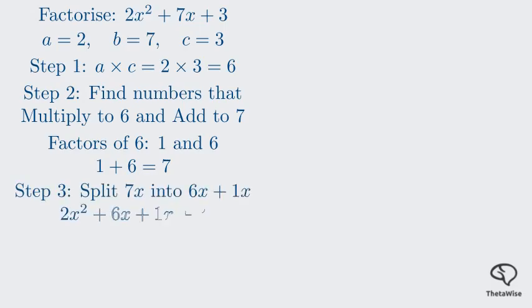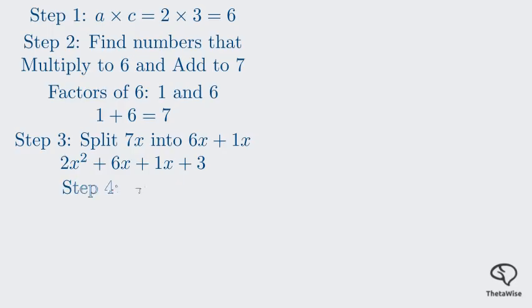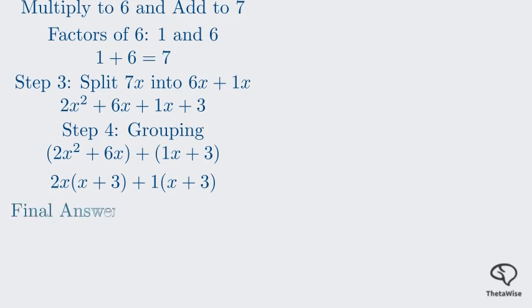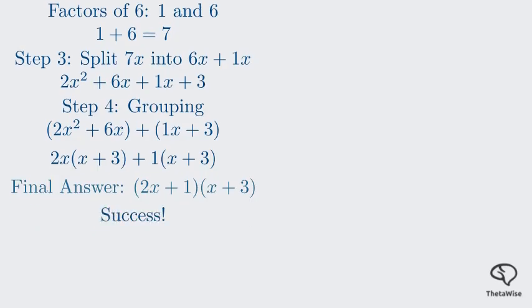Step 3. We split that middle 7x into 6x and 1x. Notice how the 2x squared and the 3 stay exactly where they are. Now for Step 4. Factorize by grouping. We look at the first two terms and the last two terms separately. In the first pair, 2x is the highest common factor, leaving x plus 3 in the bracket. In the second pair, the only common factor is 1, also leaving x plus 3. Since the brackets match, we can write our final answer as 2x plus 1 multiplied by x plus 3. You have now successfully factorized your first non-monic quadratic using the grouping method.